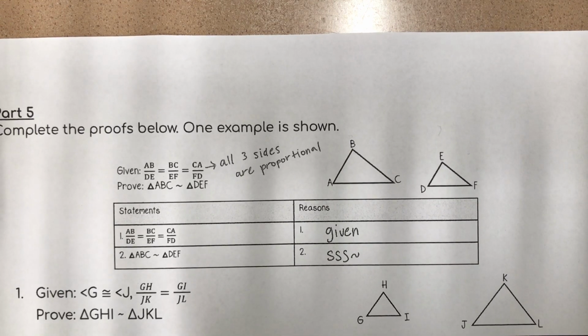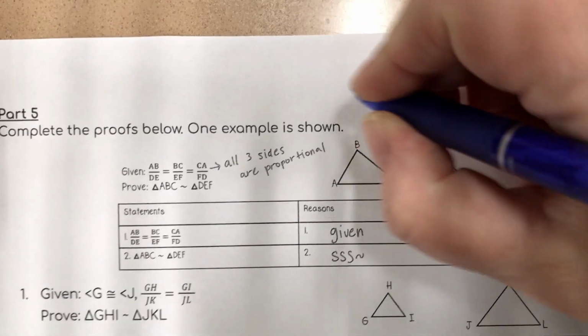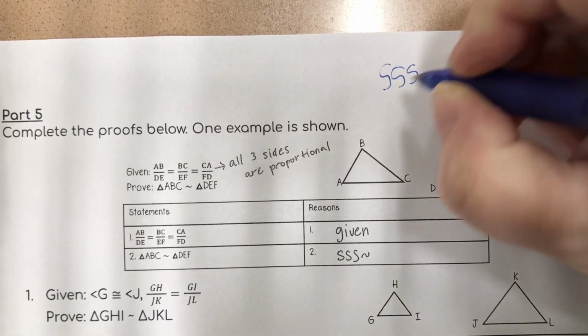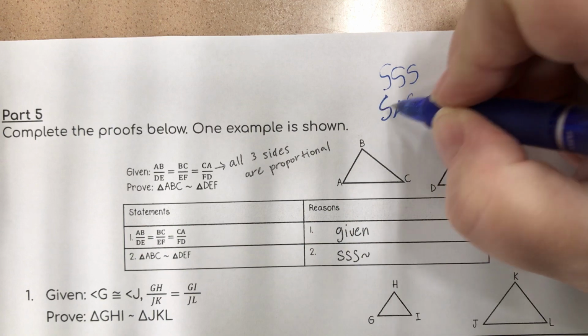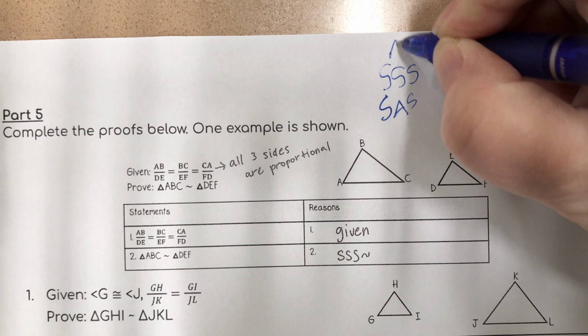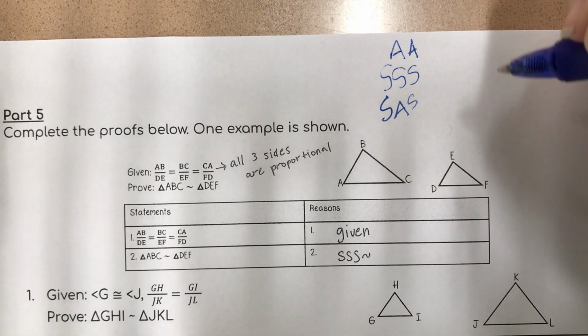Okay, so what we're going to do today is talk about proofs with similar triangles. Just remember, when you have similar triangles, we can prove them as similar by side, side, side, meaning we have three sets of proportional sides; side, angle, side, so two sets of proportional sides and the angle in between them is congruent; and angle, angle, meaning if we have two sets of congruent angles, then we can say the triangles are similar.